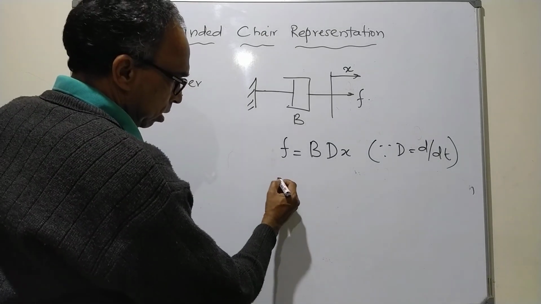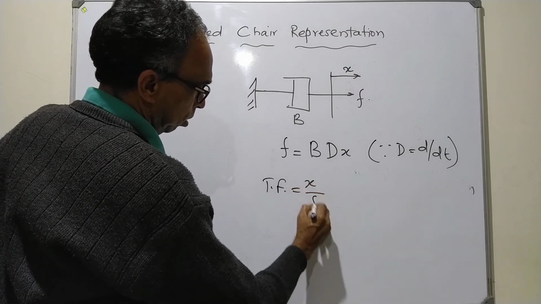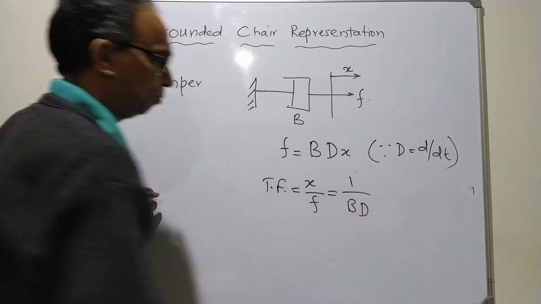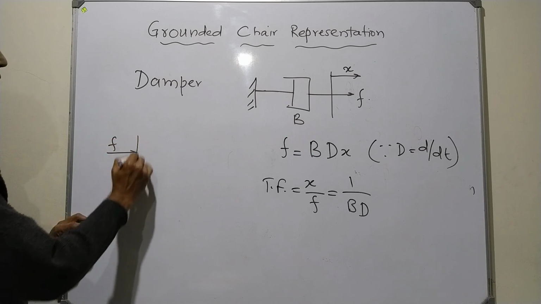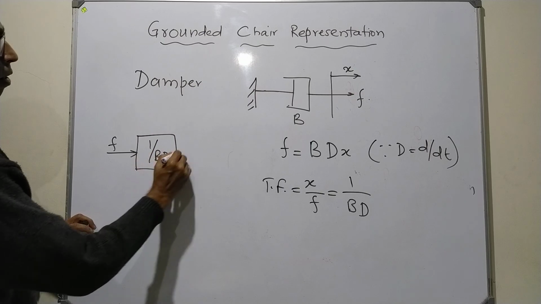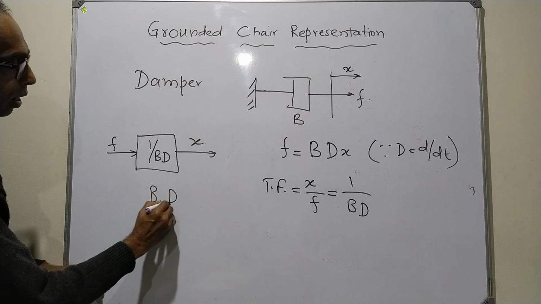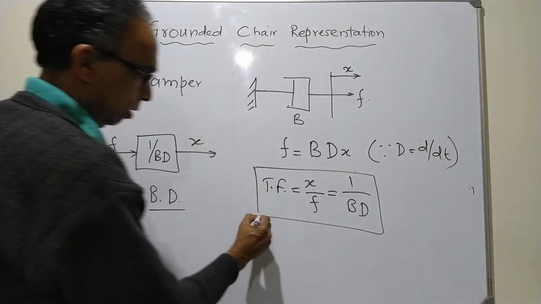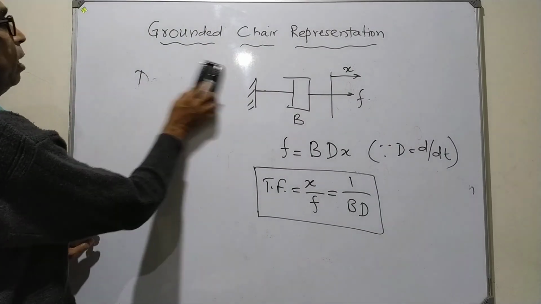And the transfer function is equal to, what is the output? X is the output, F is the input, and the transfer function was 1 upon BD. And how was the block diagram representation? Input is F multiplied by 1 upon BD gives me X. This was the block diagram representation, and this is the transfer function. Just to recap, and finally, what was the third element?